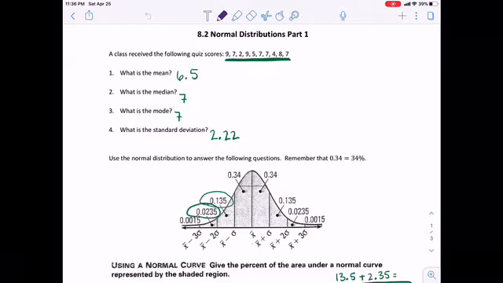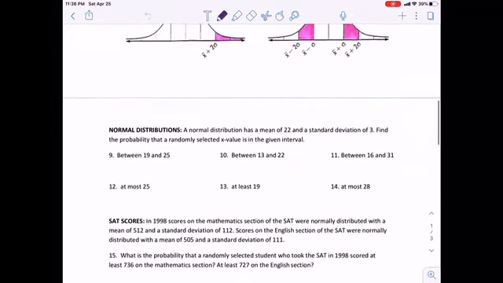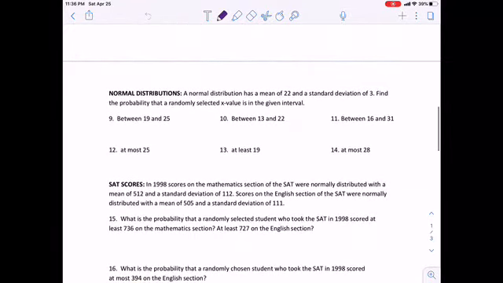All right, today we're looking at assignment 8.2, Normal Distributions Part 1, and we're going to look at the second page. It says, normal distributions. A normal distribution has a mean of 22 and a standard deviation of 3. Find the probability that a randomly selected x value is in the given interval.